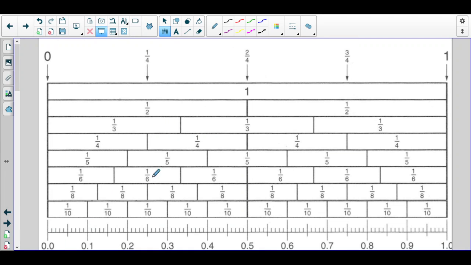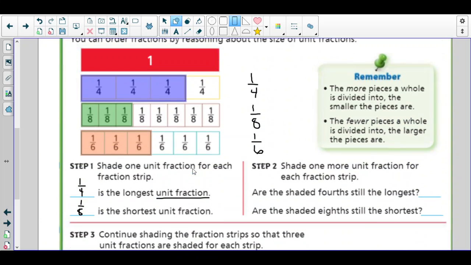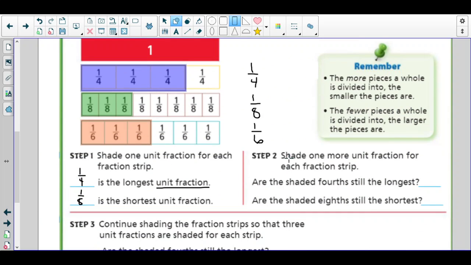And we can even go back to our example right here. All right, when we are looking at, for example, 1/4 right here and 1/8 right here. All right, which one is further on down the number line? Well, 1/4 is. And that's where this sheet will also become very helpful to you with these examples. All right. So shade one more unit fraction for each of the fraction strips. Got a little ahead of ourselves on this one.